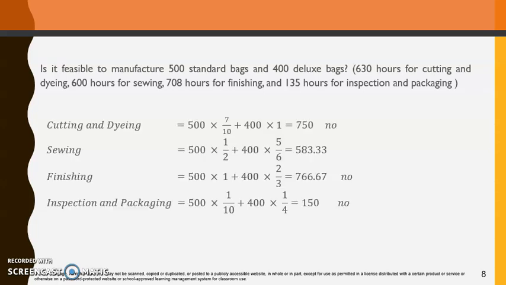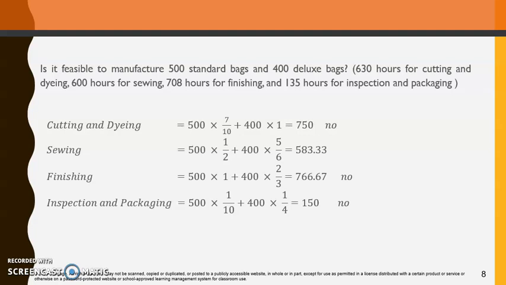These are the answers. Okay, to produce 500 standard bags and 400 deluxe bags, we need 770 hours with the cutting and dyeing department. Absolutely over capacity. So it is not feasible. For sewing, yes, because it demands about 583, while we have 600 availability, so it's possible.